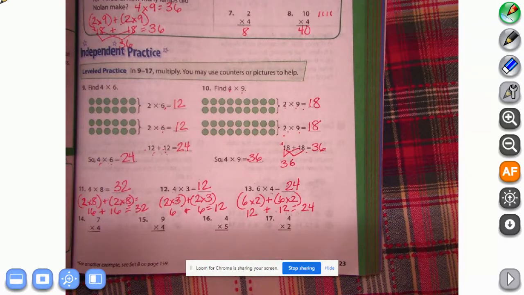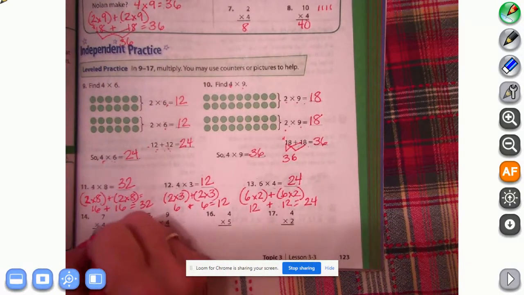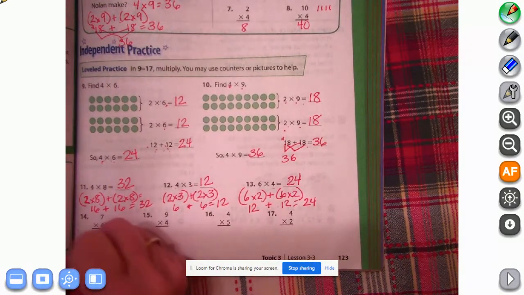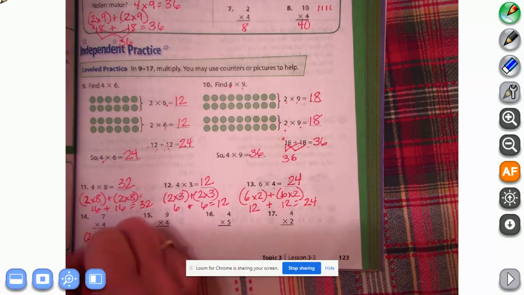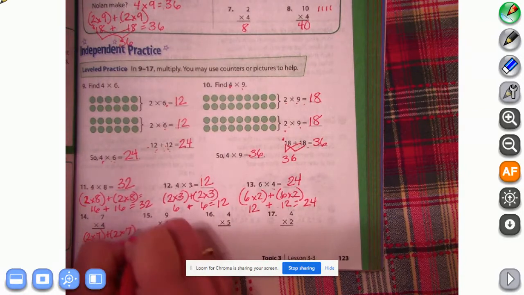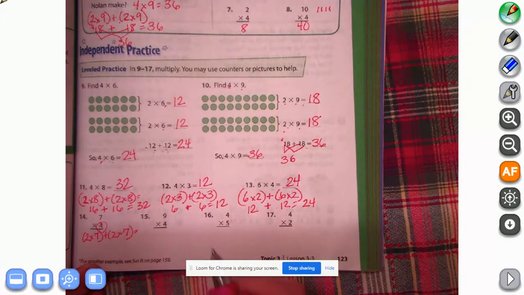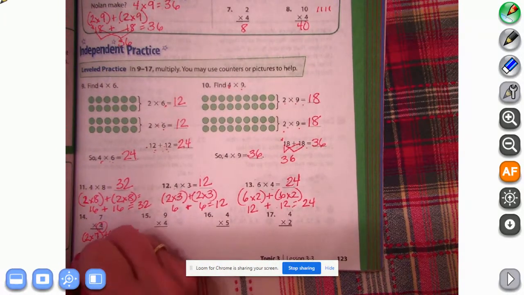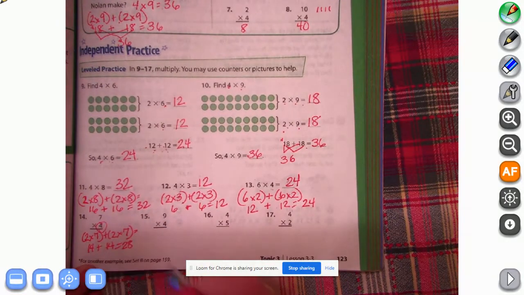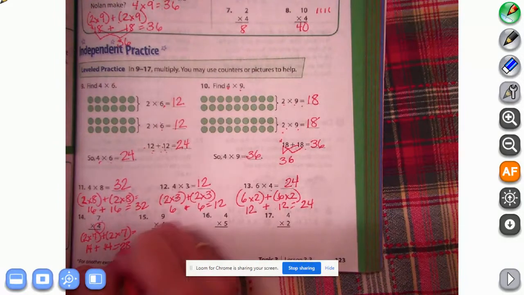Okay, we're just going to continue practicing. 7 times 4 is the same as 2 groups of 7 plus 2 groups of 7, because we're breaking up that 4. 2 times 7, 7 plus 7 is 14. 7 plus 7 is 14. 4 plus 4 is 8. 1 plus 1 is 2. So 7 times 4 is 28.